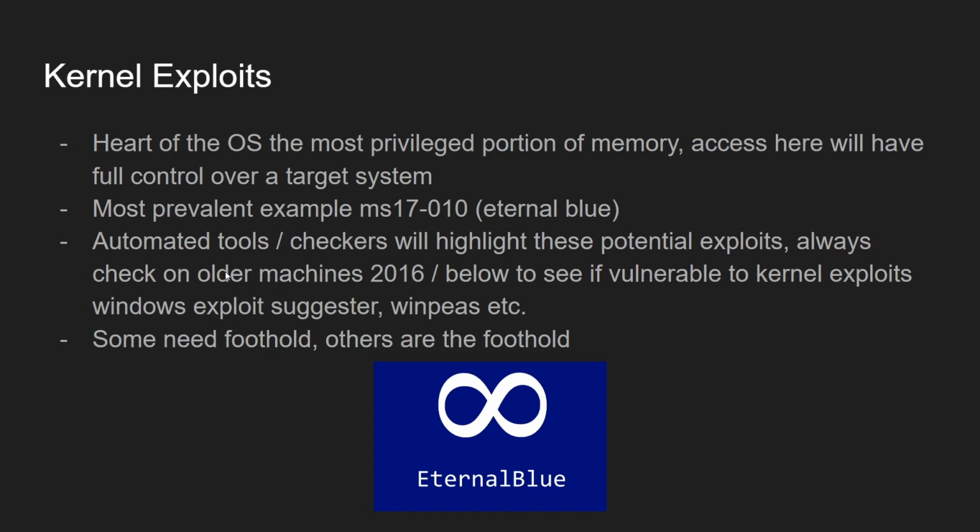Automated tools and checkers will highlight these, but again, it's good to know how to enumerate these manually also. Especially check on older systems, like anything that's not up to date. It's something you just want to look at in case, because it might not be a fully fledged remote kernel exploit. It might be that we need a foothold, but that might be a way for us to escalate privileges. As it says there, some need a foothold, others are the foothold. Like Eternal Blue, that is our system foothold. If the system is vulnerable, as long as SMB or certain services are running, we'll be able to get into that system via that exploit. Whereas for others, we need to be on the system and then execute the kernel exploit.